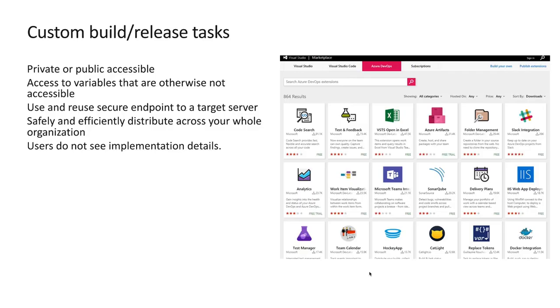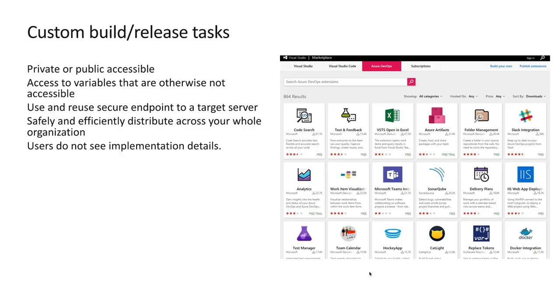And what is the list of custom build and release tasks? This is the marketplace, and under the marketplace you can go and choose a build and release task. You will see a variety of options available, and you can choose whichever plugin you want to use, install it as part of your pipeline, and then use that task as well.